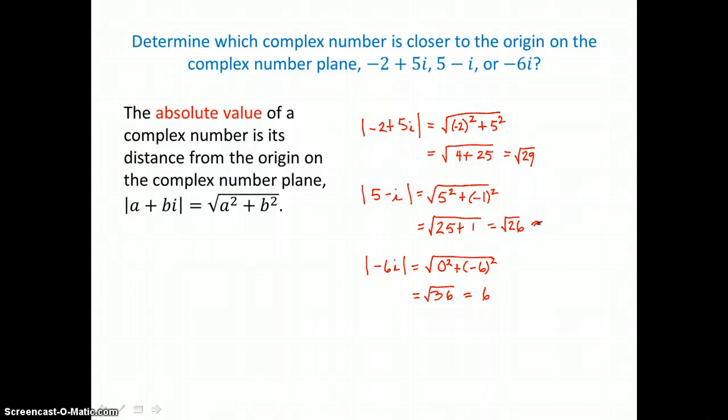radicals, I know that the square root of 26, using my calculator, is approximately 5.1, and the square root of 29 is approximately 5.4. And the question asked was determine which complex number is closer to the origin on the complex number plane, so that would be 5 minus i is the closest to the origin on the complex number plane, and negative 6i is the furthest from the origin on the complex number plane.